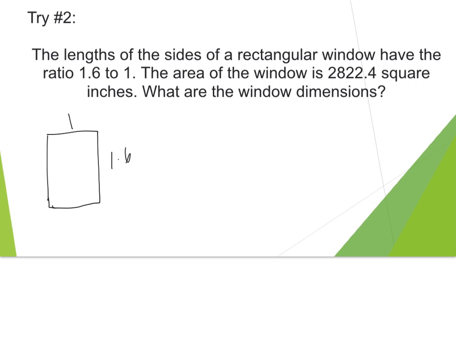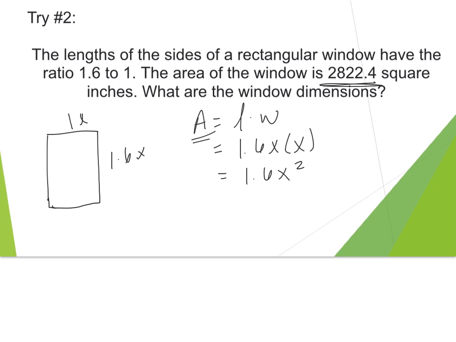And remember, if I'm using 1.6 to 1, we don't know exactly what the dimensions are yet. So we need to put an x as a variable next to it. Okay, if area is length times width of a rectangle, the rectangle's length here would be 1.6x times x, which gives us 1.6x squared. Now that area is our 2,822.4.